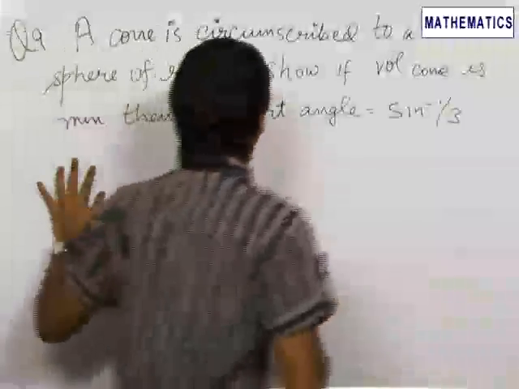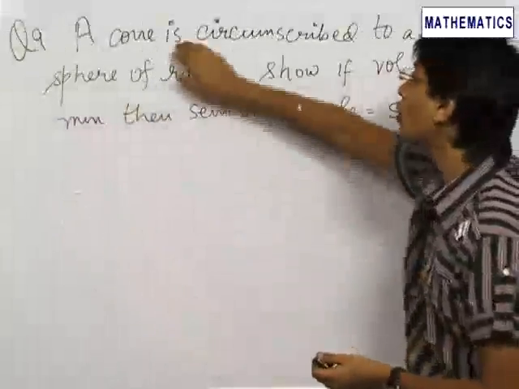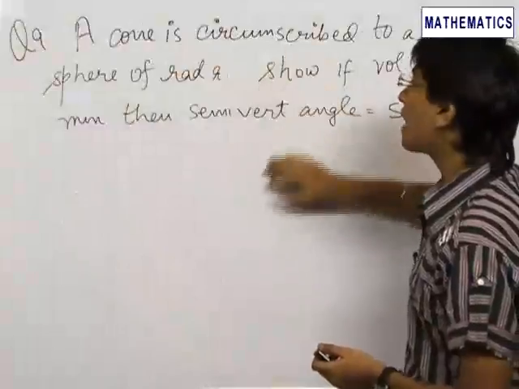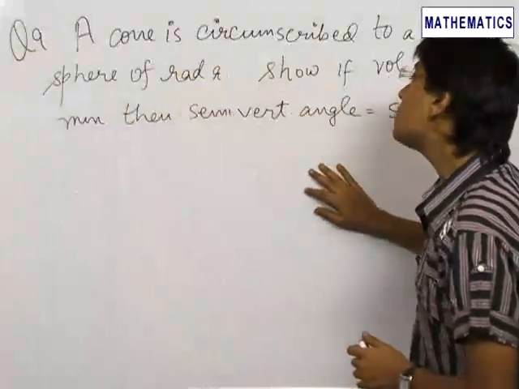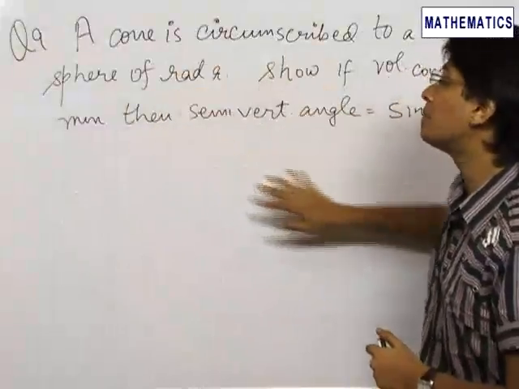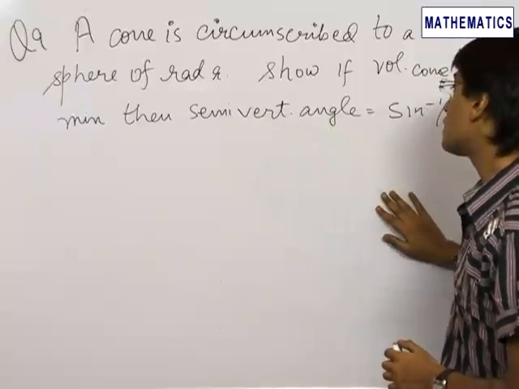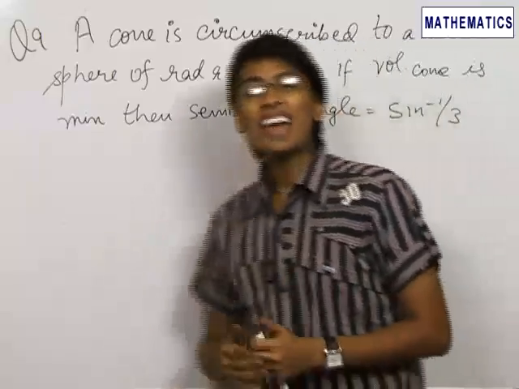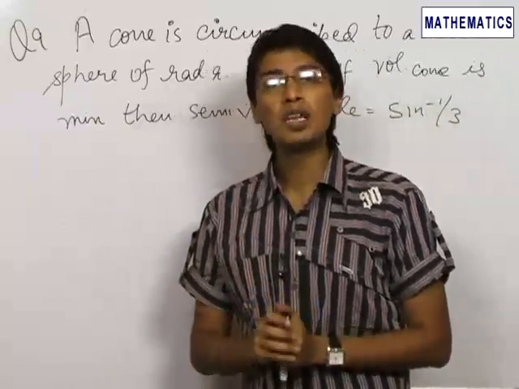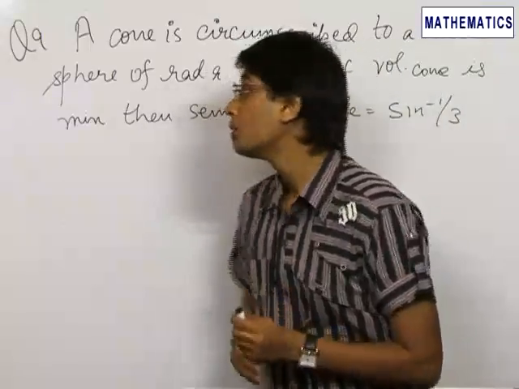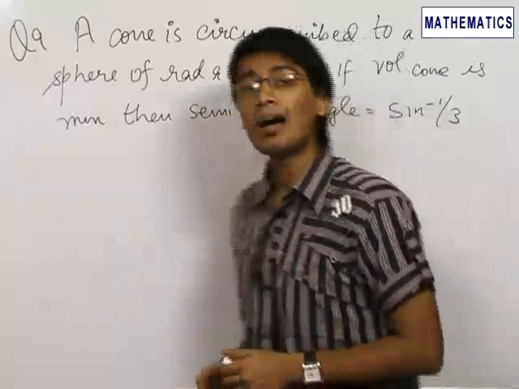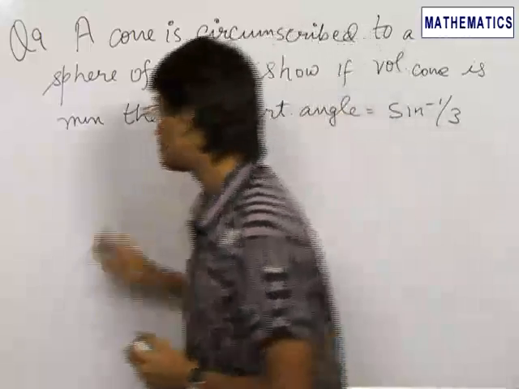Our next problem is a very interesting problem. We have a cone which is circumscribed to a sphere of radius r, and we need to show that if the volume of the cone is minimum, then the semi-vertical angle of the cone is sine inverse of 1 by 3. Now, as always, these kinds of problems of maxima or minima can be very easily solved by utilizing the data given and by using some of the geometry.